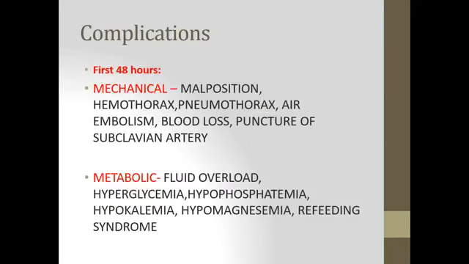These are the complications of the tubing which is passed as a CVP line, through a PICC line or through a central line. It may be malpositioned, or it can cause hemothorax, pneumothorax, air embolism, blood loss, puncture of the subclavian artery, and metabolic complications like fluid overload, hyperglycemia, hypophosphatemia, hypokalemia, hypomagnesemia, and refeeding syndrome.